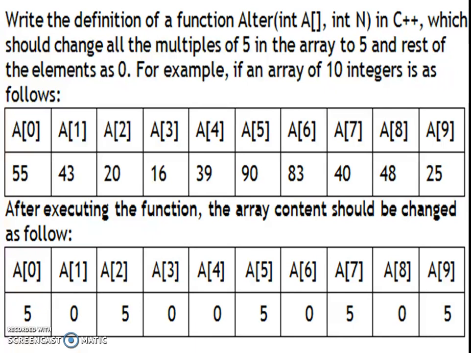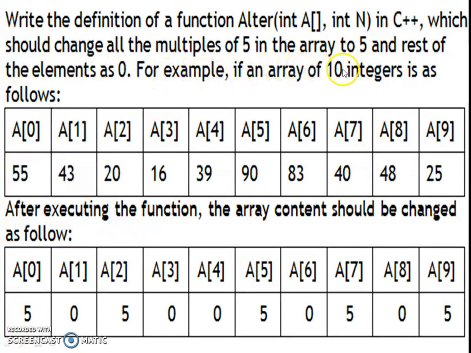Now this question I have taken from the 2015 CBSE board question paper and it carries 2 marks. So let us begin. Now the question is, write the definition of a function alter. Argument is given as array and the size of array n in C++, which should change all the multiples of 5 in the array to 5 and the rest of the elements to 0.